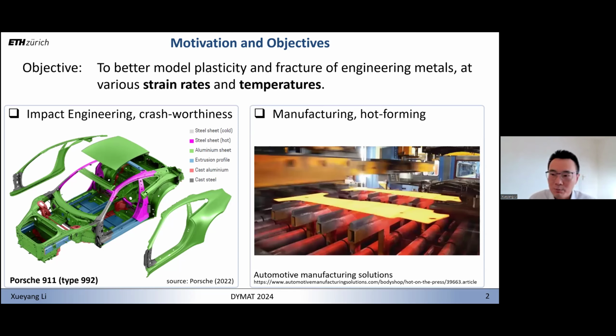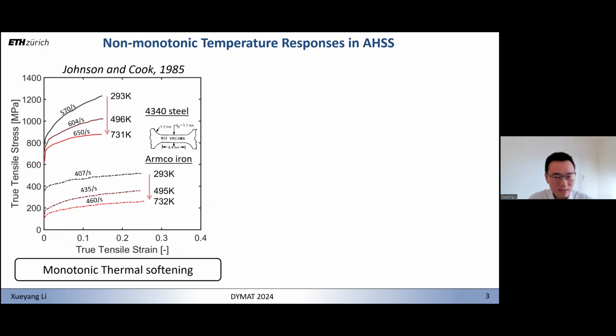A popular one would be hot stamping and hot forming, which is a prime example of high temperature but low speed or intermediate speed operation. Of course, the demand for a better model comes not only from the automotive industry, but also from other industries. For instance, the aerospace industry would look at low temperature, but high strain rate response of materials. And let's be a bit more specific.